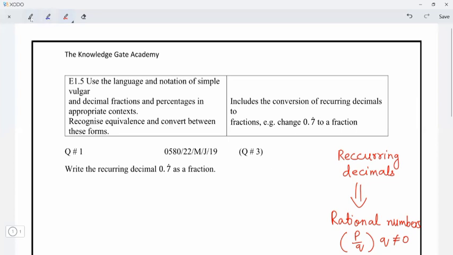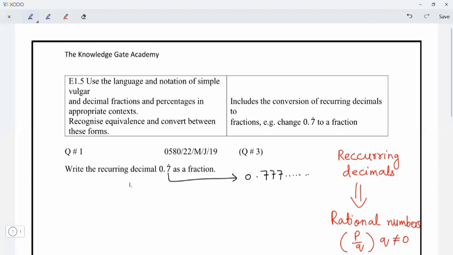Coming to the first type, the first question is: write down the recurring decimal 0.7, with a dot on the 7, as a fraction. What does this mean? This means that in 0.7 recurring, the 7 is repeating itself infinitely. There is no end to it. It is non-terminating, plus it is recurring.